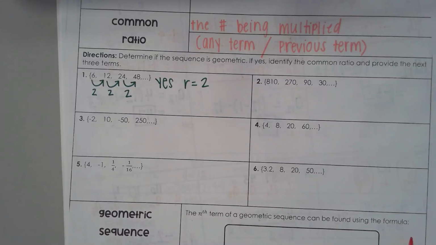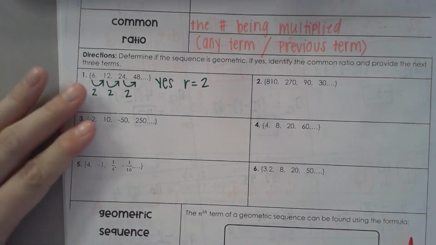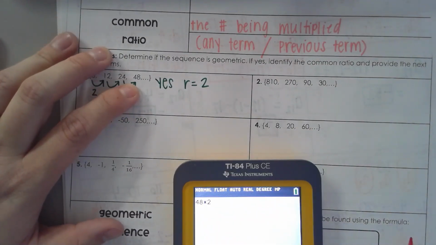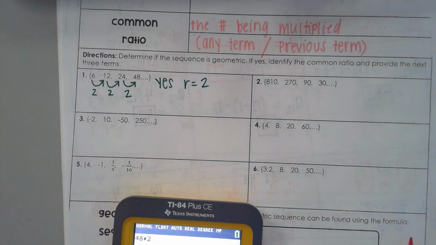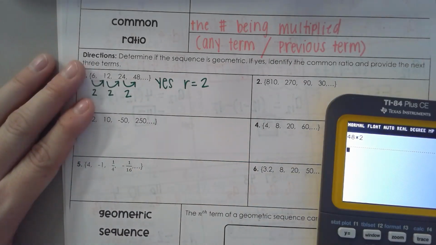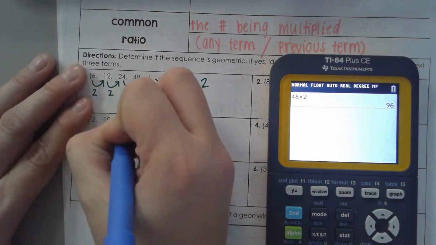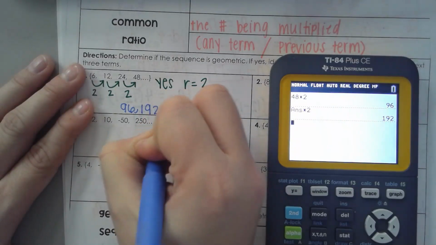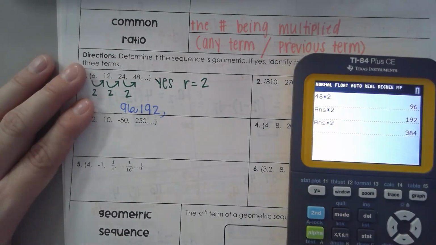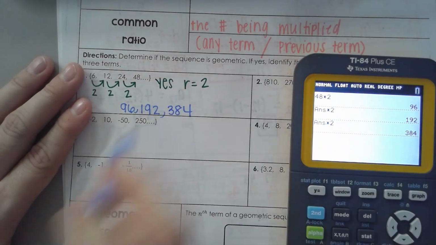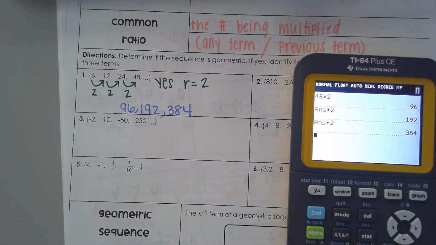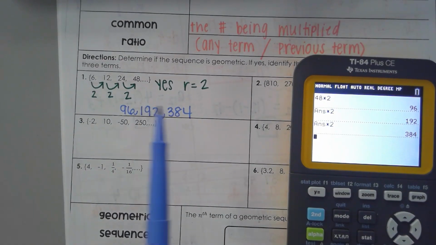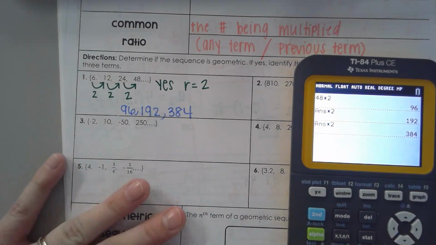And then I also want you to find the next 3 terms. So if I'm at 48, we can multiply that by 2. We get 96, times 2 is 192, times 2 is 384. So these sequences we're multiplying by 2 all the way across. And so if I ask for the next 3, just keep that pattern going.